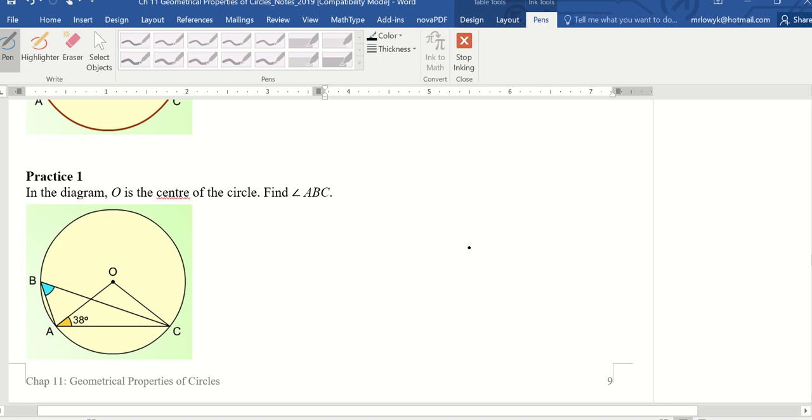Now, let's look at practice one. What is the first thing you need to do when you see a circle question? Start with L.